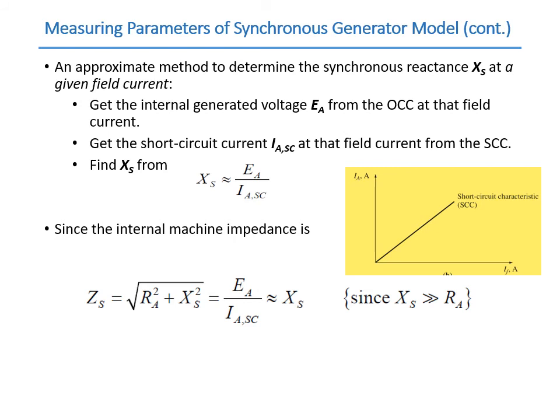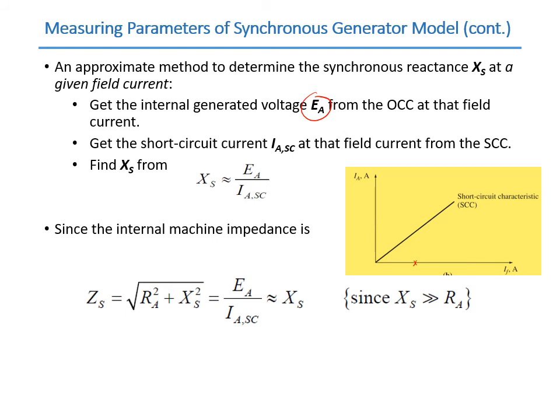How do we do that? First, we need to know that this value depends on IF, so we need to determine what the value of IF is. For example, if you look at the plot, let's say this is IF, and then from that value of IF, you can determine the value of EA from the OCC. The OCC is the plot of EA against IF, so if you know IF, you can determine the value of EA by using that OCC.